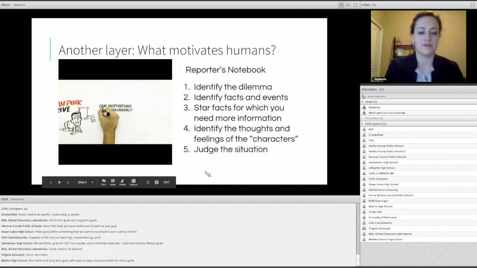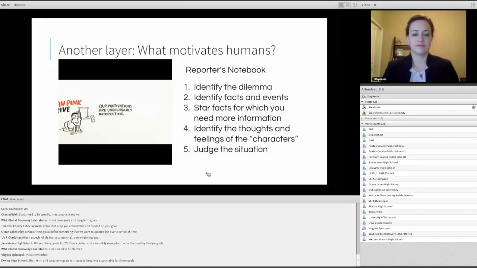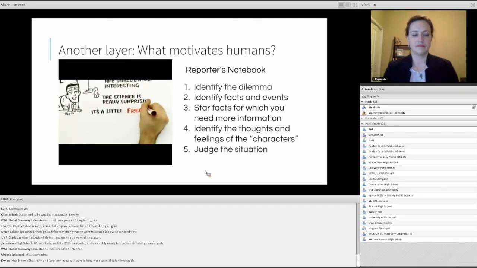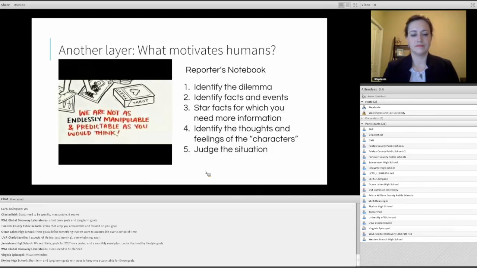Our motivations are unbelievably interesting. I mean, I've been working on this for a few years, and I just find the topic still so amazingly engaging and interesting. So I want to tell you about that. The science is really surprising. The science is a little bit freaky. Okay, we are not as endlessly manipulable and as predictable as you would think.